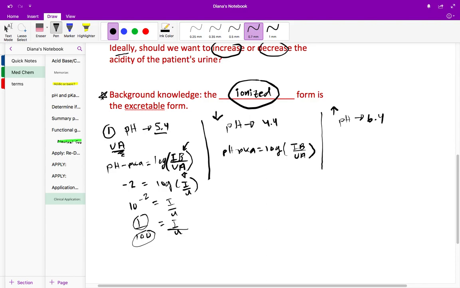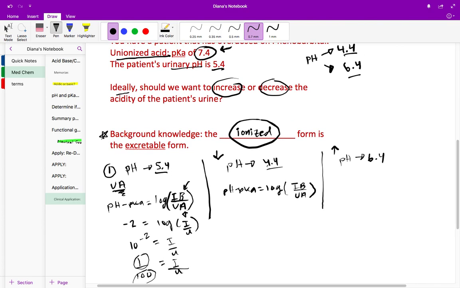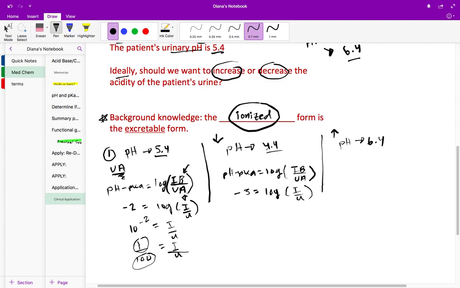So 4.4 is the pH, now that we've changed it, and the pKa is still 7.4. So 4.4 minus 7.4 is negative 3. So that equals log of ionized over unionized. And then that's going to be 10 to the negative 3, or 1 over 1,000, ionized over unionized.